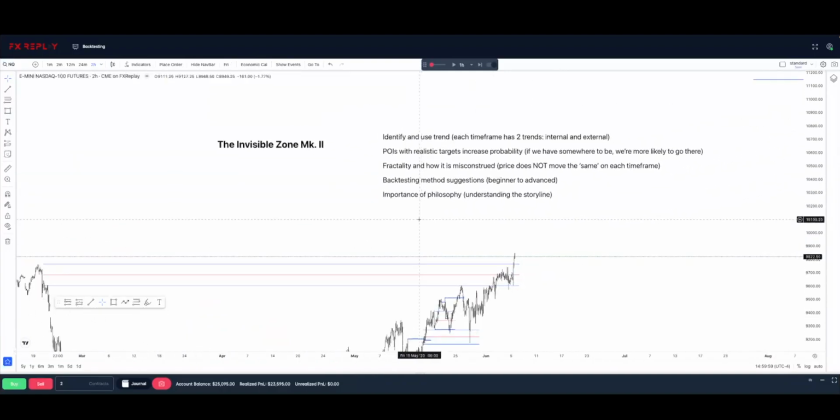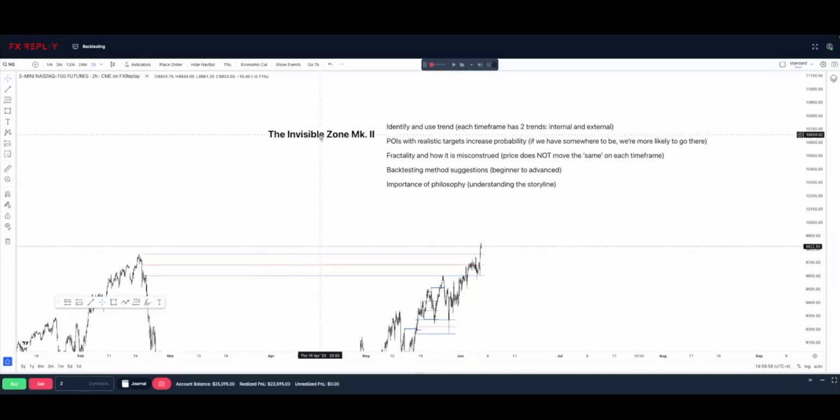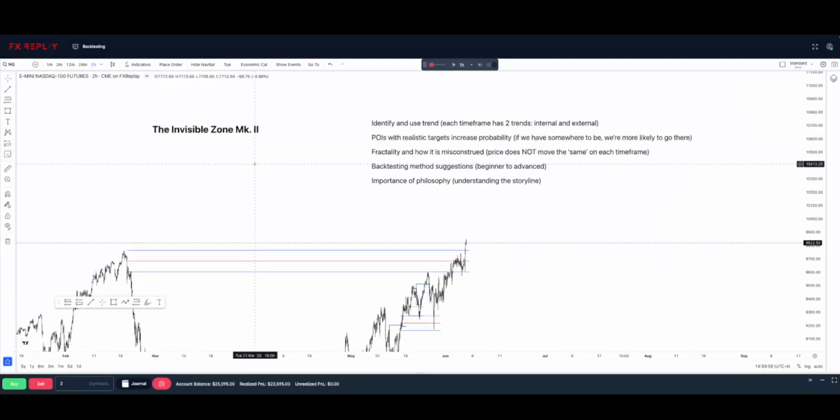Perfect examples right there. You couldn't ask for better examples. I didn't plan this. I just went 4 years backwards. Okay, let's move on to fractality and how it is misconstrued. So price does not move the, air quotes, same on each time frame.